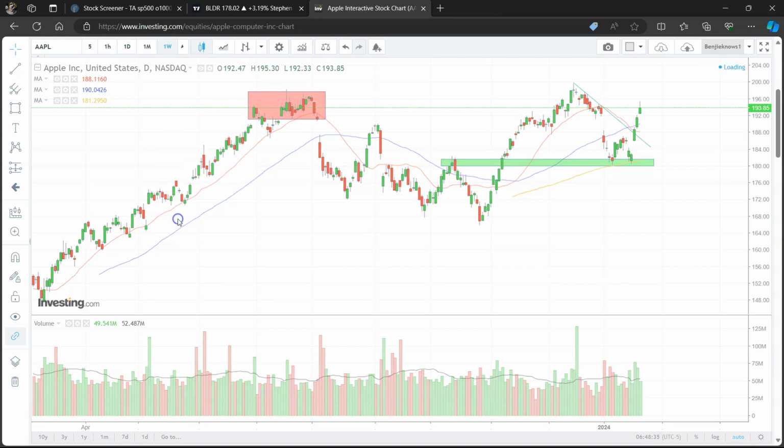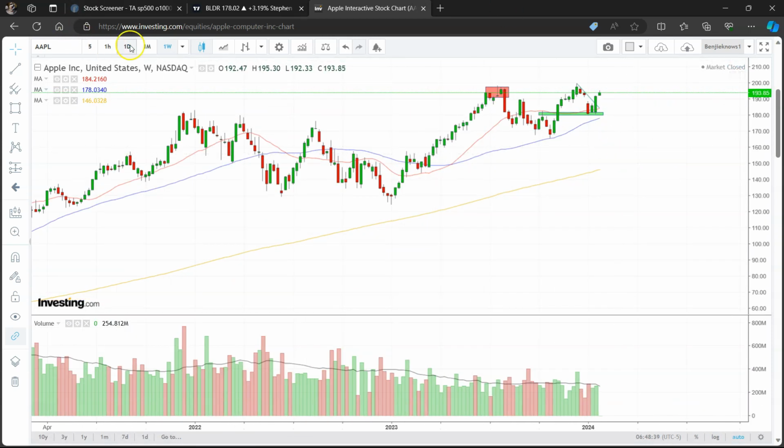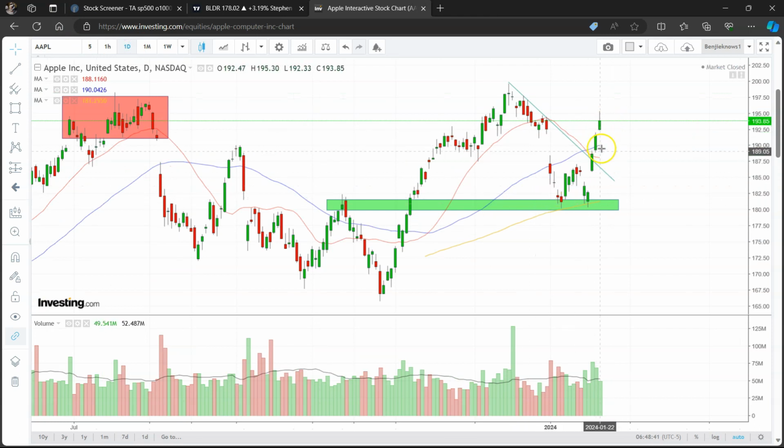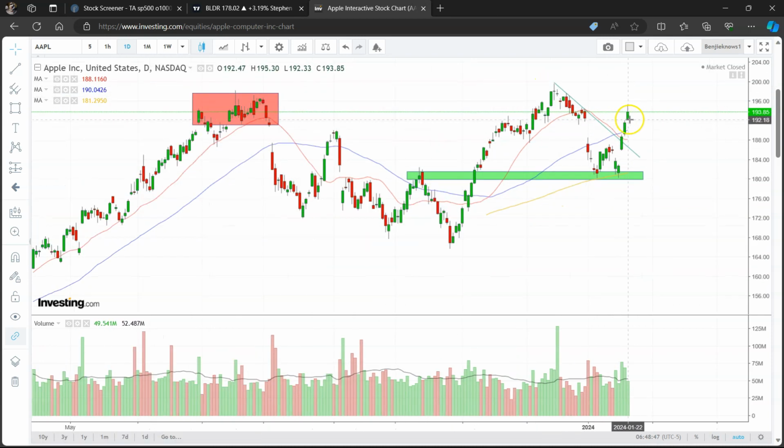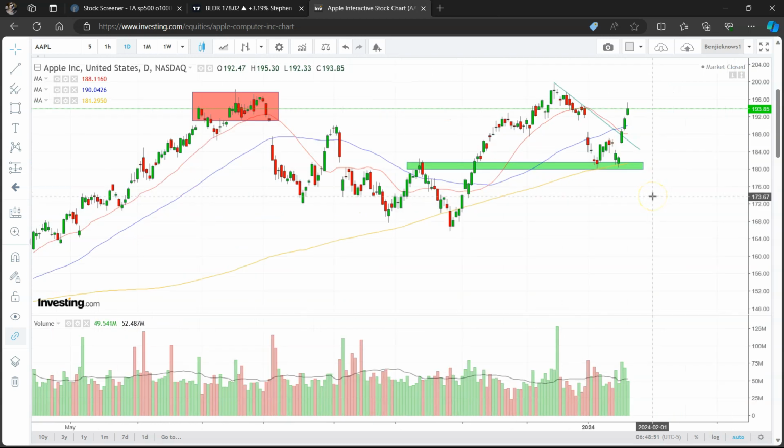Let's move to the weekly chart. Well, all-time high coming. I believe that if this double bottom holds, if it stays above this downtrend line, it's just gonna make a new high soon. And if Apple is good, then it's good for the market, because Apple is like a big chunk of the S&P 500.